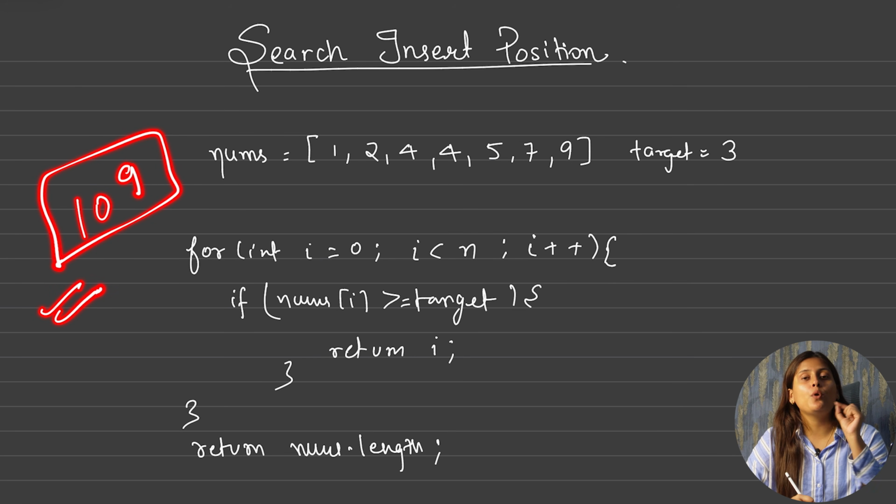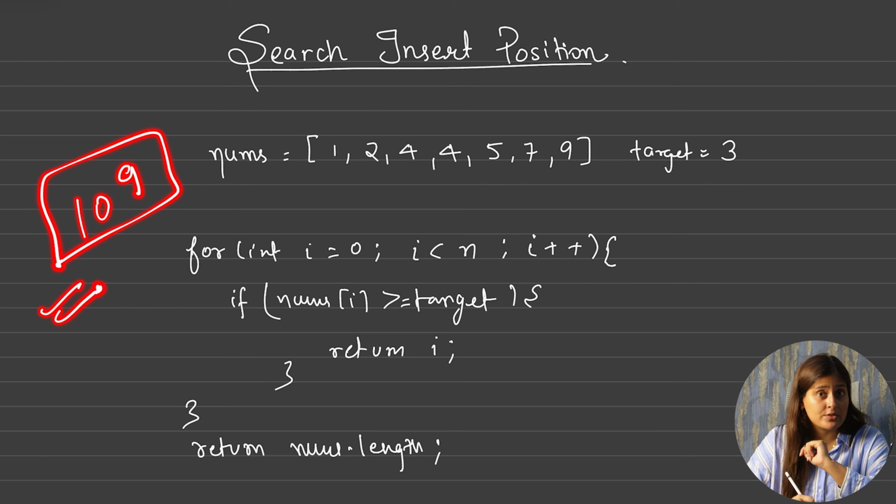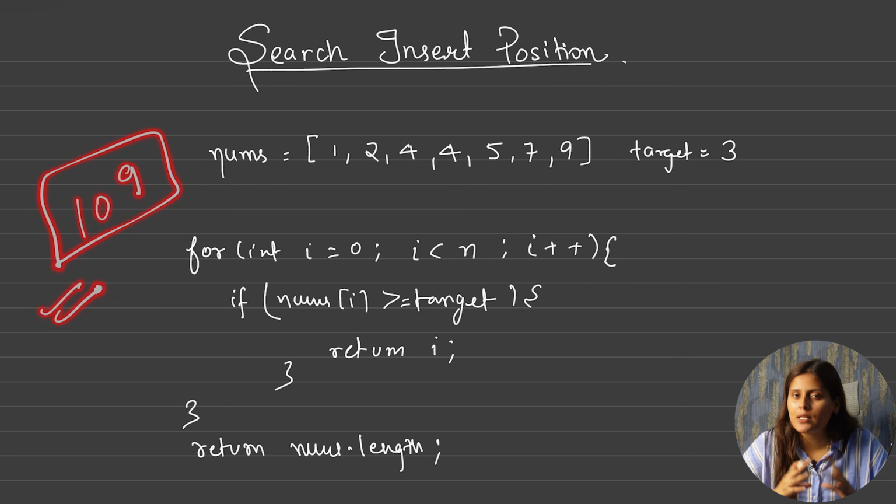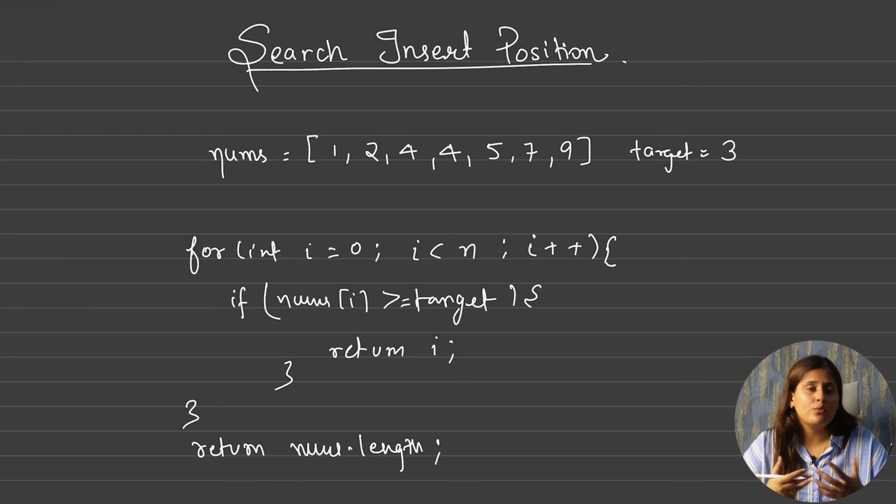Why? Because we know beyond 10^8 it might give us TLE. 9 into 10^8, or 10^9, will give us TLE. So in that case, linear search will fail if the constraint is 10^9. And hence you cannot submit this O(n) code, correct? Then what should we do? Can we optimize it? Yes, we can.